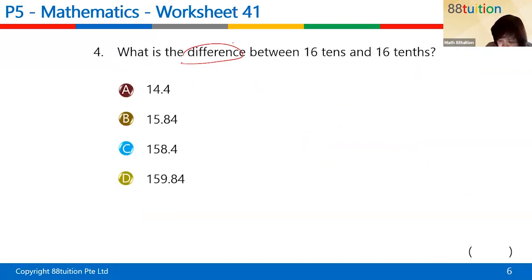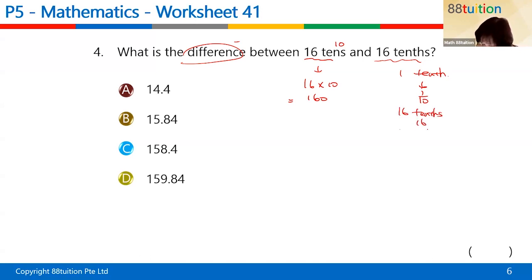What is the difference, means minus, between this value and this value? Now, what is 1/10? 1/10 is 0.1. 16/10 must be 16 multiplied by 1/10. Now, when this is 1/10, it is 1 out of 10. So 16/10 itself will be 16 out of 10. Okay, so 16 out of 10 will actually equal 1.6. So what is their difference? You use 160 to minus 1.6. You should get 158.4 for this case.